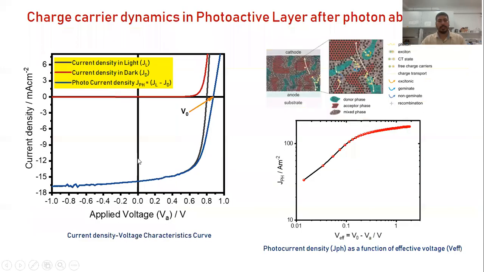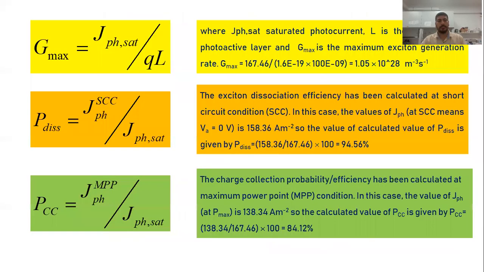The maximum power point is somewhere here, because in order to find it, you need to find out your JM, VM maximum. When you multiply them together, you will find the maximum power point somewhere here on the GPH line. And when you calculate the value of that, you just substitute it in this equation. Suppose in this case, the value is 138.34 ampere per meter square. So when we substitute, it means that 84.12% of charges are collected towards their respective electrodes, and the rest are going under a bimolecular recombination or non-geminate recombination.